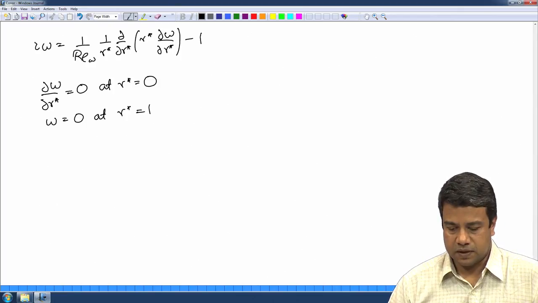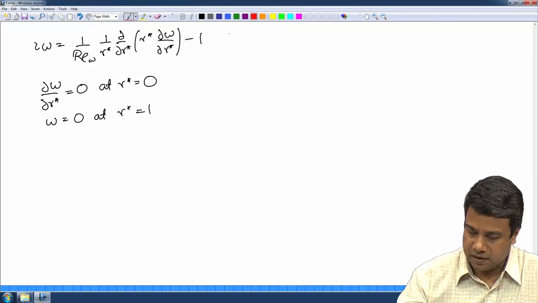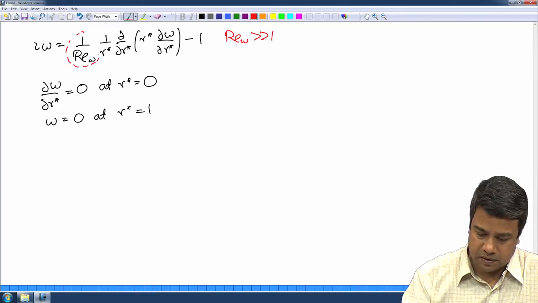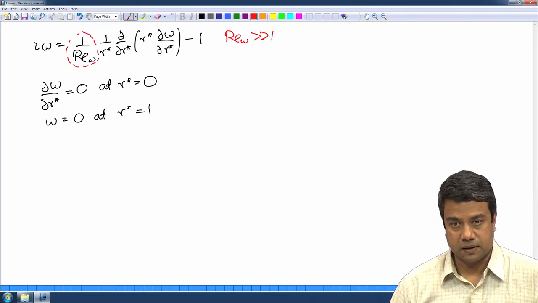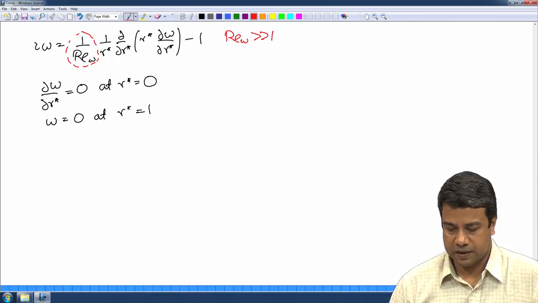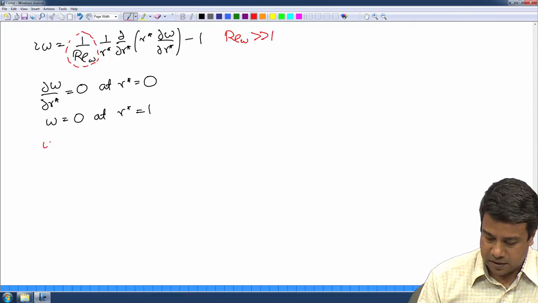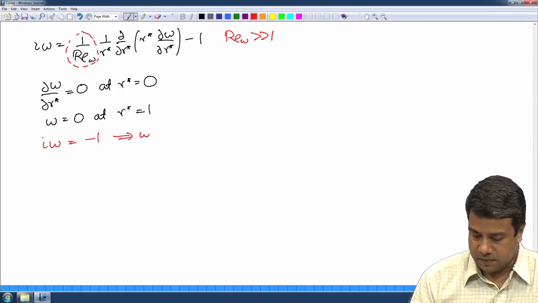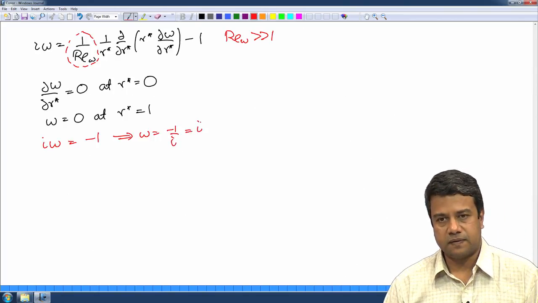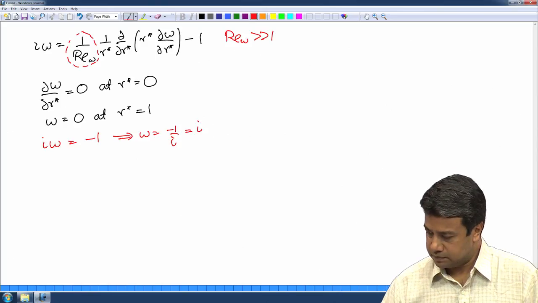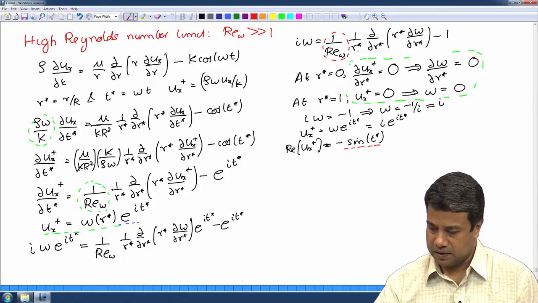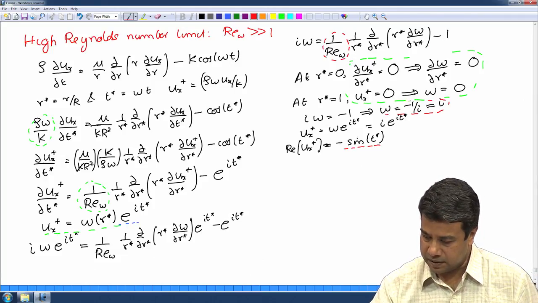Now, from these two conditions, if we consider the limit Re omega much greater than 1, this term goes to 0 because it is 1 over a large number. Therefore, you would think that you can approximate I w is equal to minus 1, which implies that w is equal to minus 1 over I, which is just equal to I itself. That was the equation that we had got earlier. We had neglected this term and we got I w is equal to minus 1, which means that w is equal to I itself.